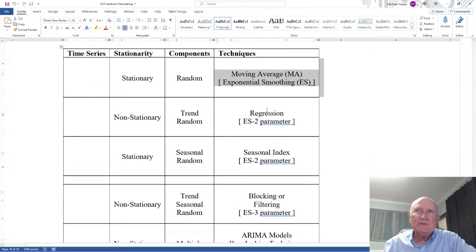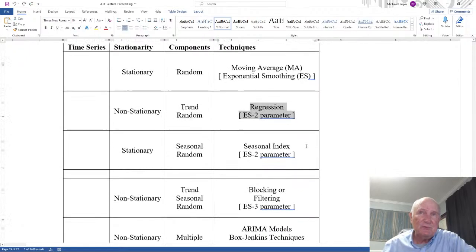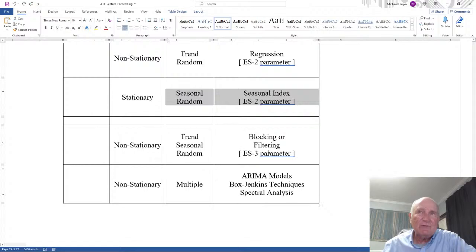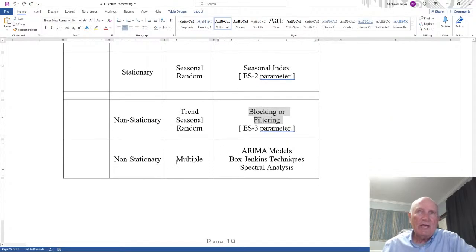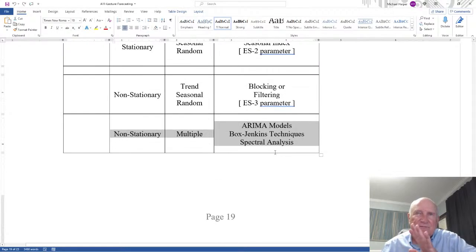Okay. But notice for regression, there's an exponential smoothing with 2 parameters. One parameter for the random component, like we did up here, another parameter for the trend component. So you can have a 2-parameter exponential smoothing. Or the 2-parameter could be with a seasonal component. Or you can have a 3-parameter exponential smoothing when you have trend, seasonal, and random. When you have trend, seasonal, and random, non-stationary, you can do blocking or filtering, either one. Well, when you have higher components and more complex systems, here's where you go into the Riemann models, Box-Jenkins techniques, and spectral analysis. Okay, and this video does not go into those.